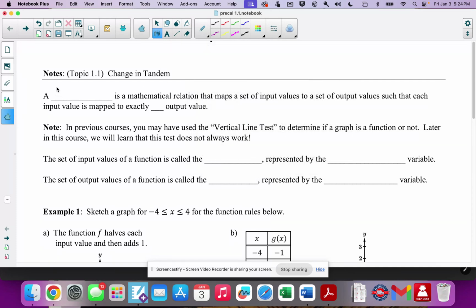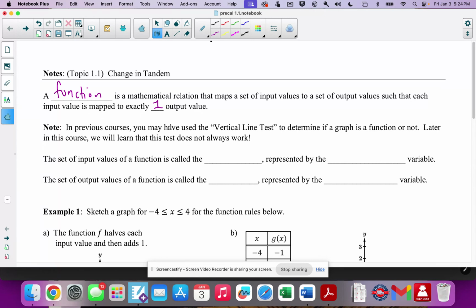A function is a mathematical relation that maps a set of input values to a set of output values. Now here's where it's not a relation and it's actually a function, okay? Such that each input value is mapped to exactly one output value. That's the 1-to-1 rule, okay?